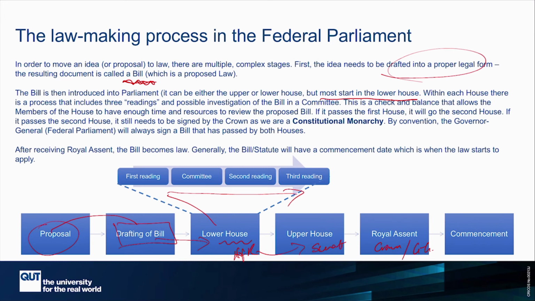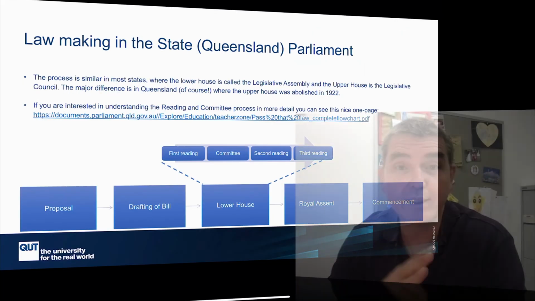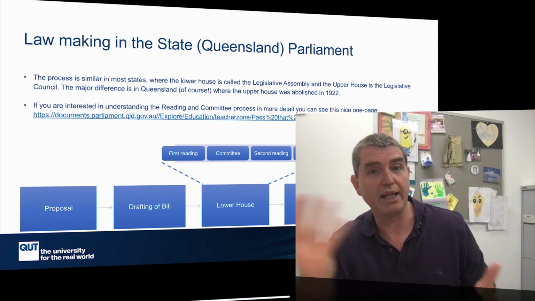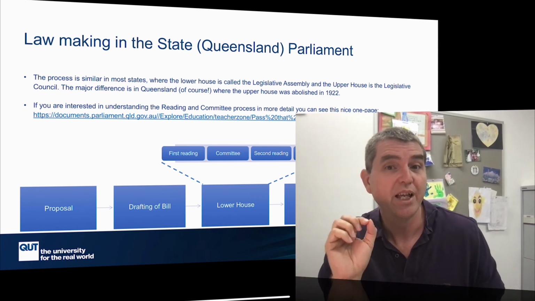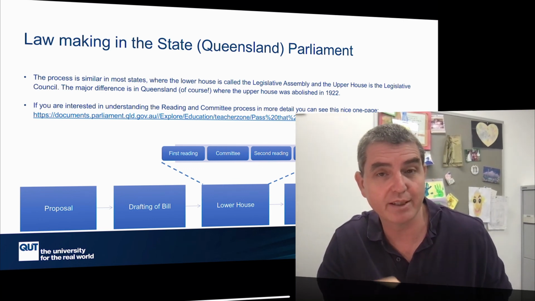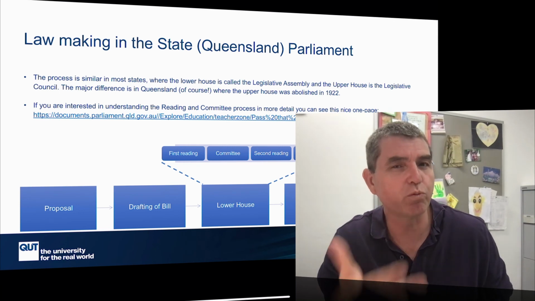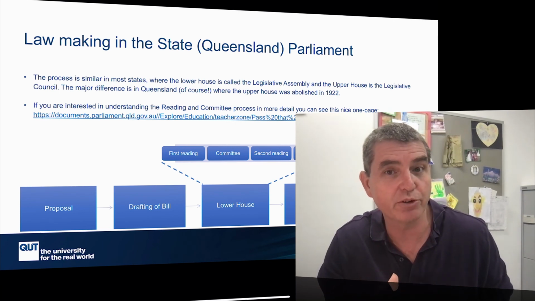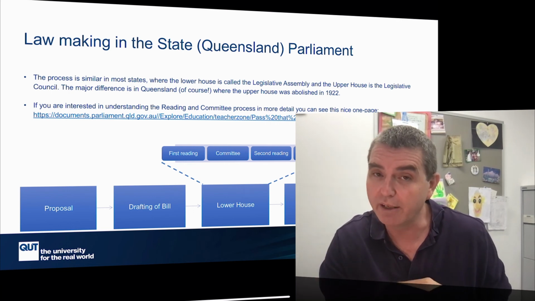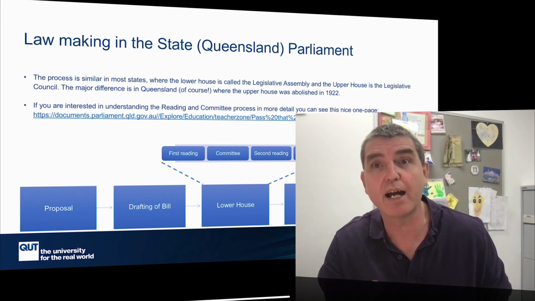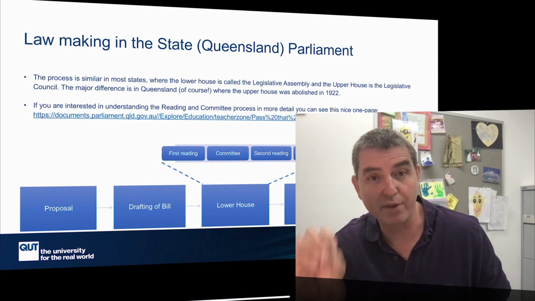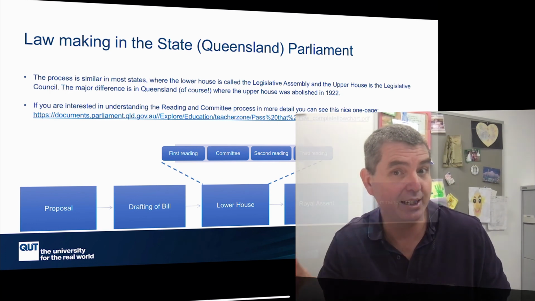Generally, there'll be a commencement date when the law will start. Most states have a very similar process. At the lower house, it'll be called the Legislative Assembly, and the upper house will be called the Legislative Council. The big difference is in Queensland, of course, where they abolished the upper house. So there's only a Legislative Assembly. It's roughly the same process, only that there's no second house to get through. So there's no check and balance. There's no bicameralisation. If you can get a bill passed by the lower house through the 3 readings process, then you can make a law, which is a lot easier in Queensland.